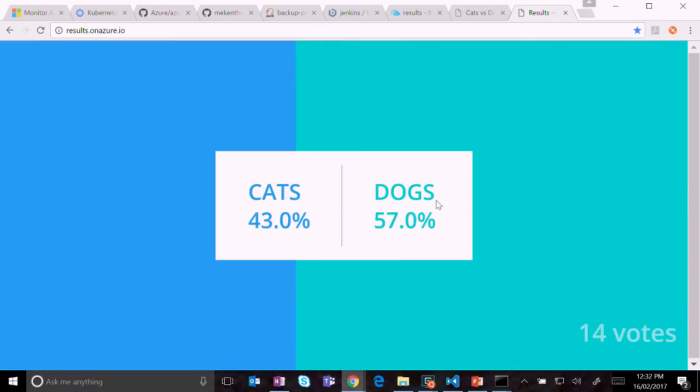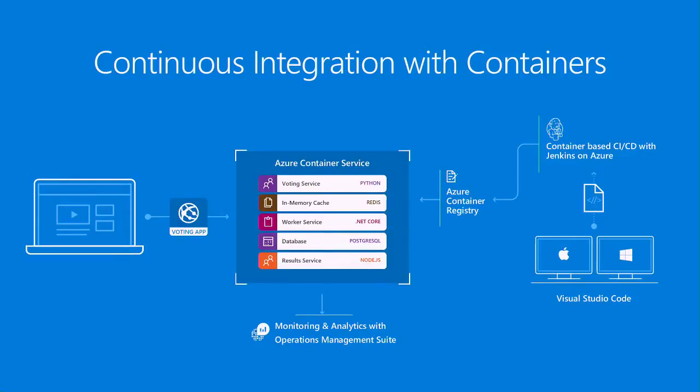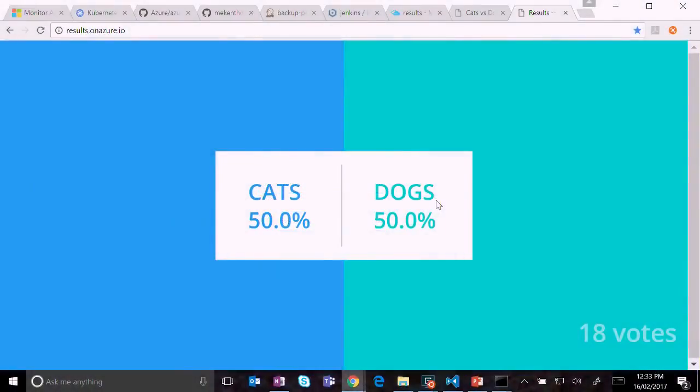So what this is doing is, we're going through the voting process. It's a very overcomplicated, simple application. It puts it into an in-memory cache because we're getting such high traffic. We've got a worker service that is watching that cache and then pulling the results and putting them into a Postgres database. And then our Node.js app is just pulling the results from the database and displaying them. So we've got 18 votes already.